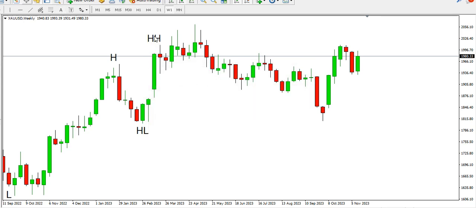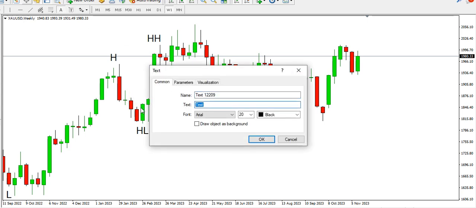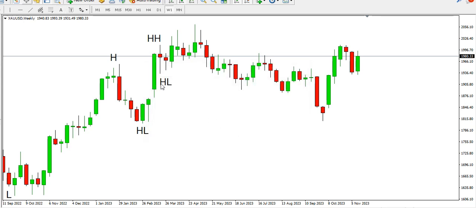Okay. And the bottom as the higher low. This is a higher low. You can see low, high, higher low, higher high, higher low.